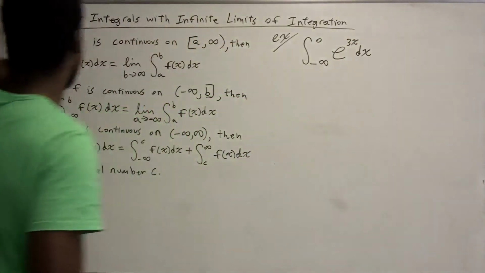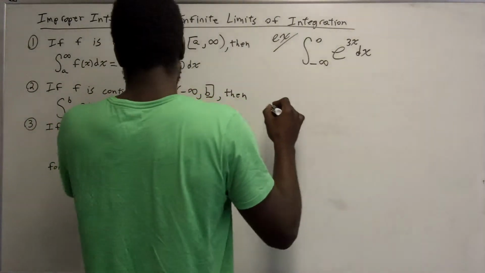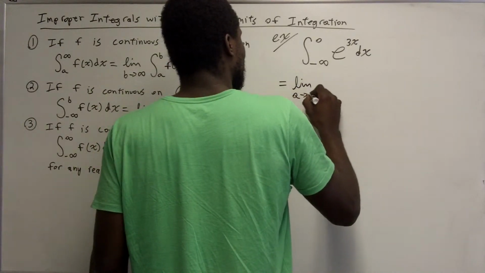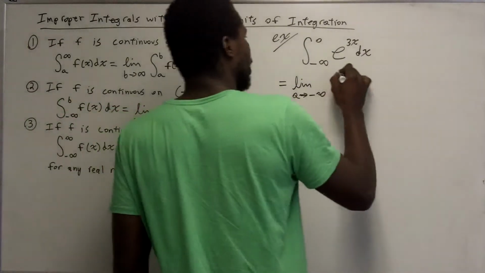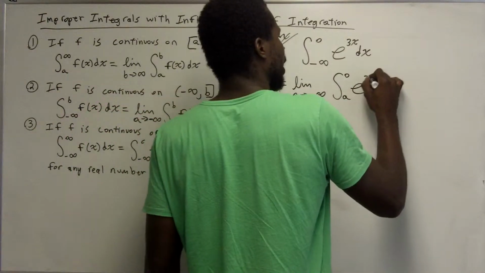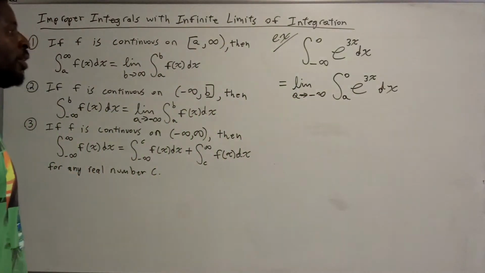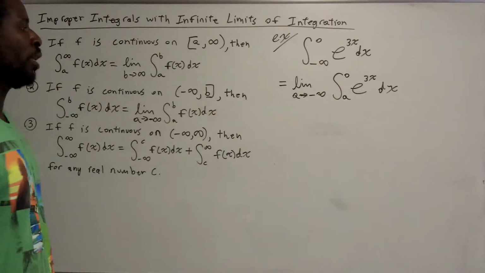Well, by the definition, this doesn't fit the first part of the definition. This fits the second part of the definition, where I'm going from negative infinity to some real number b. So I'm going to rewrite it using that part of the definition. It's going to be the limit as a approaches negative infinity of the integral from a to 0 of e to the 3x dx. That is the integral that I am looking to do with the limit in front.